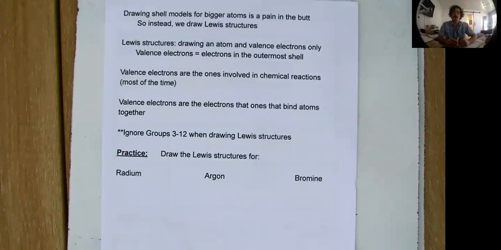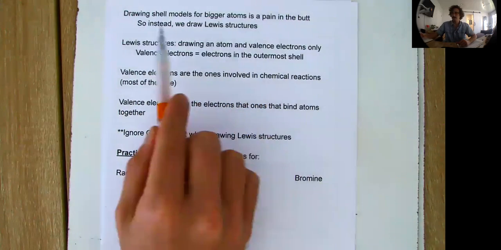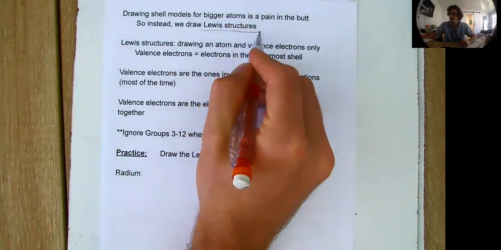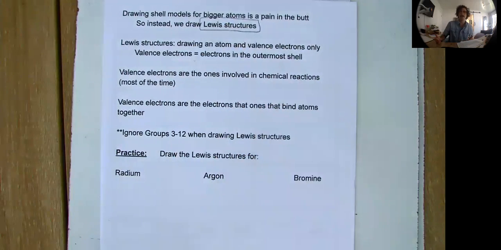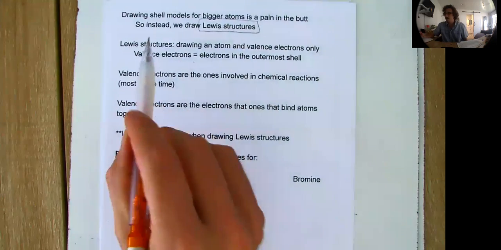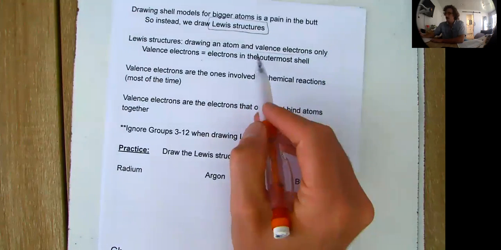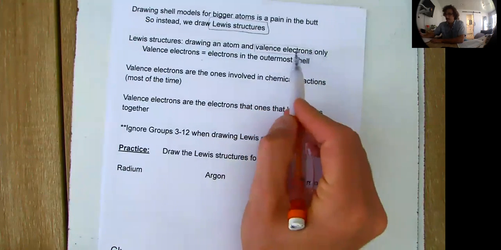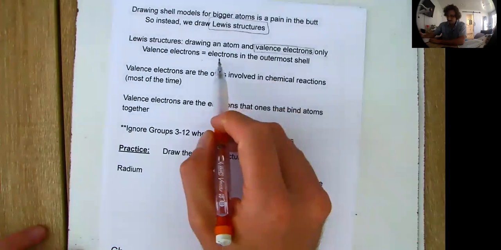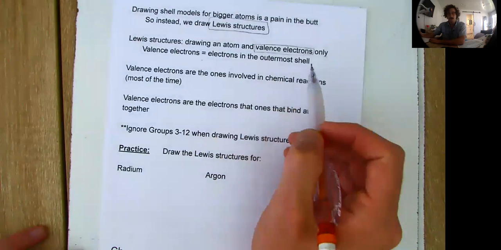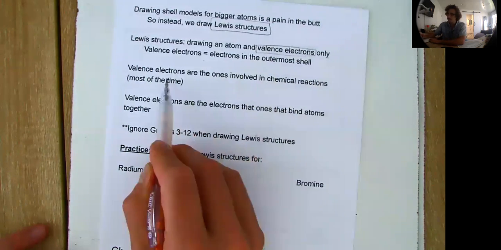We've established that drawing shell models for bigger atoms is a pain in the butt. So instead we draw Lewis structures. Lewis structures are the easier way to show electrons. What Lewis structures are is drawing an atom and the valence electrons only. That's a new word, valence electrons. They're different than regular old electrons. Valence electrons are just the electrons in the outermost shell. They are the ones involved in the chemical reactions most of the time.